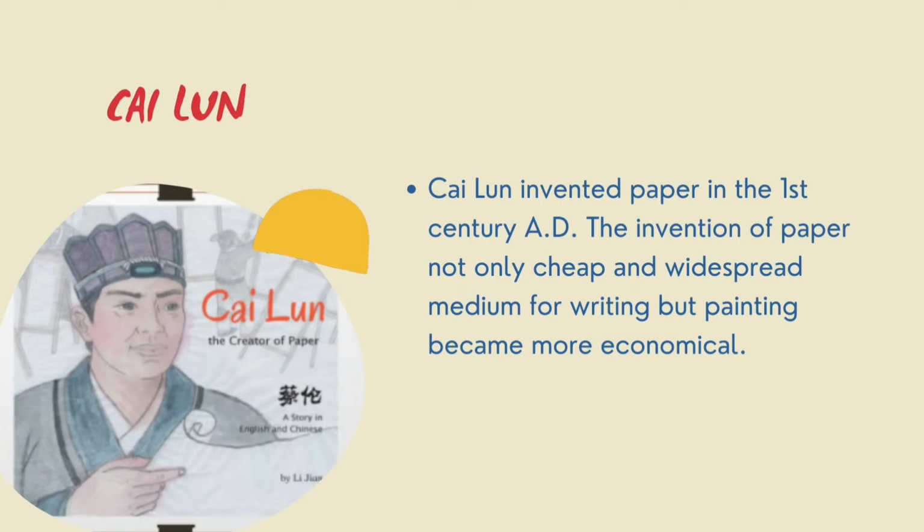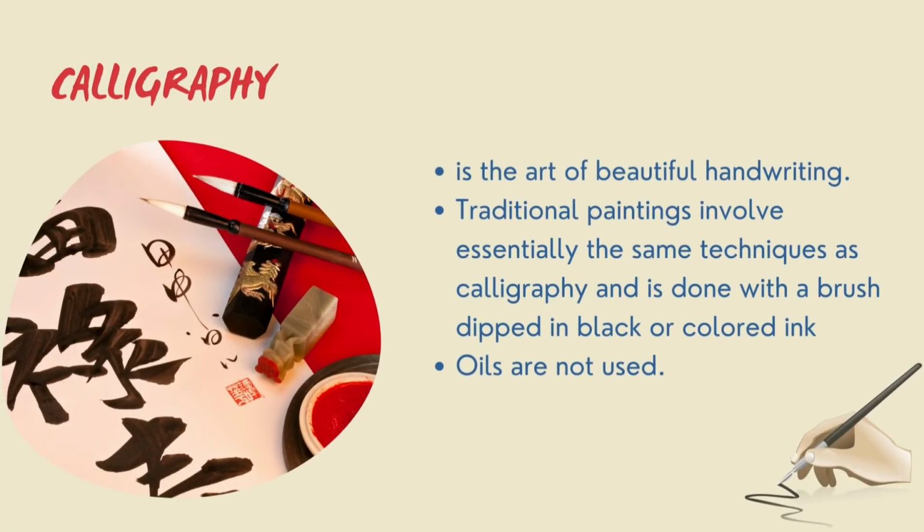So Cai Lun invented paper in the first century AD. The invention of paper provided not only a cheap and widespread medium for writing, but painting also became more economical. Okay, and now let's talk about the different arts and crafts from East Asian countries.